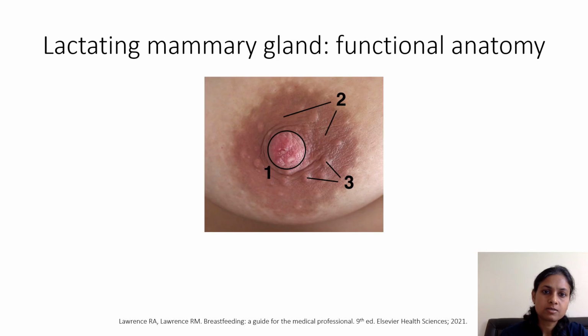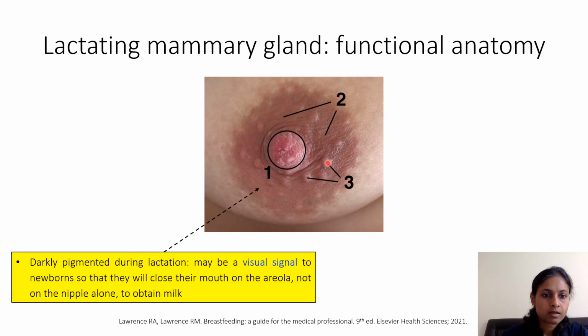Okay, here we see the nipple areolar complex. 1 is for the nipple, 2 is for the areola, and 3 is the Montgomery tubercles. The areola becomes darkly pigmented during lactation, and this may act as a visual cue or signal to the newborn.